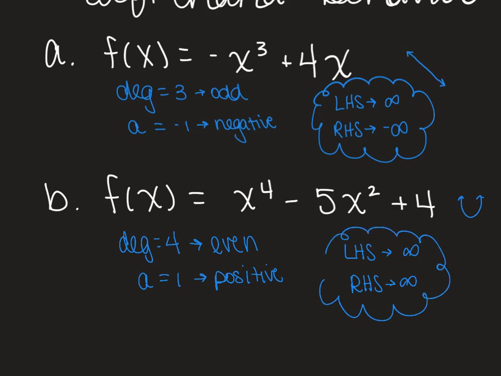So you'll notice again, the evens are going to the same directions. They're both going towards infinity. The odds are opposite. That's a good way you can check your work along the way to make sure that you're not entering the wrong answers.